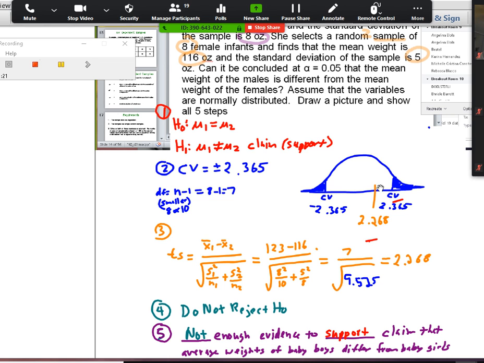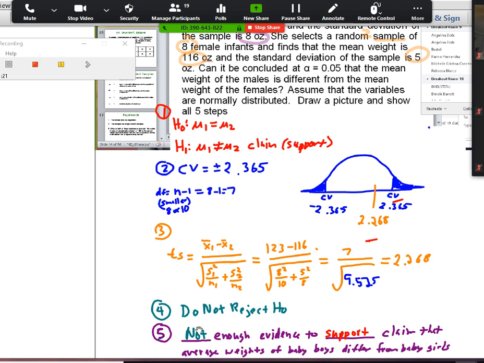2.268. So put that in here, and it's close, but it's not far enough. It's still in the not guilty region. So that means we do not have enough evidence to reject H0. We do not reject H0. There's not enough evidence. Everybody see that right here? Since we did not reject H0, we do not have enough evidence.